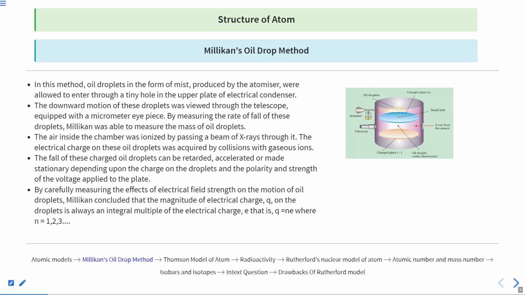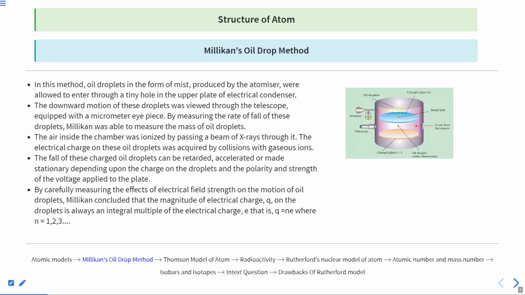In the second step, we passed X-rays to make the air ionized that is present between the potential, and due to that, the ionized ions collide with the gas oil particle and make it polar, right? Now it is being charged. Now this charged oil particle under the influence of the potential can be retarded, meaning it can be made to fall slow, it can be made to fall fast, or it can be made stationary also.